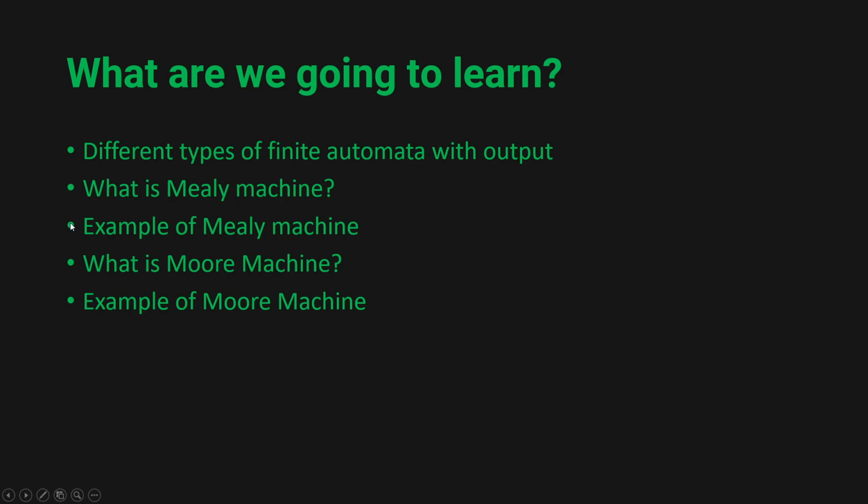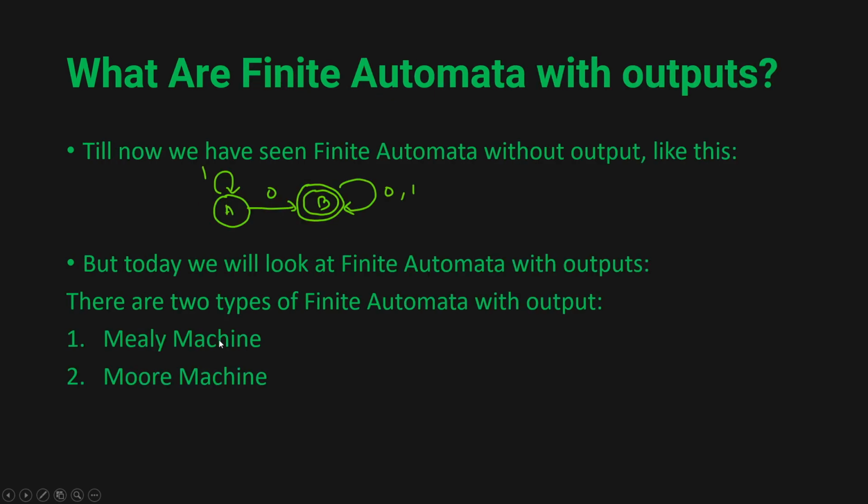First thing, what are we going to learn? We'll look at different types of finite automata with output. Then what is Mealy Machine? We'll look at an example of it. Then we'll look at what is Moore Machine and an example of Moore Machine. All right. So let's get started.